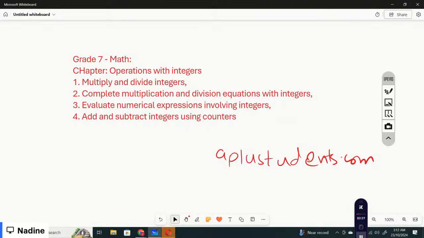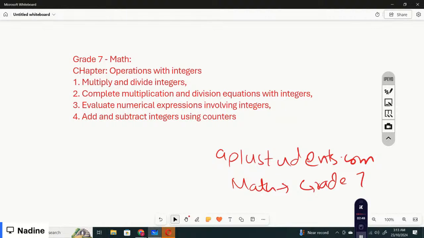Then you have to select math from the subject tab. Scroll down to grade 7 math and then click on view all lessons. There you can find a list of the chapters. We're going to start with the chapter operations with integers.